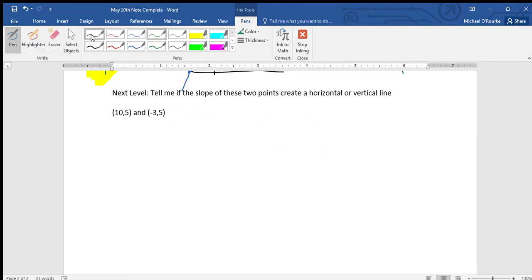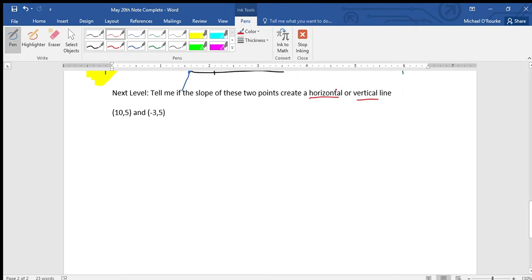Okay, so here's another one. Next level question. We want to know if these 2 points create a horizontal or a vertical line. So we have to find the slope of it. Although if you're quick, you could look at that and say, I know what it is. But let's not prove anyone wrong here.